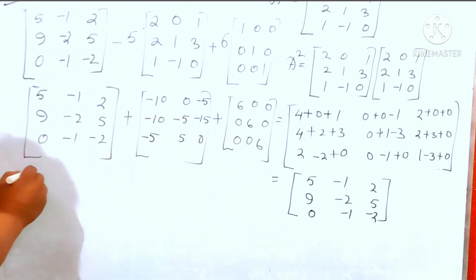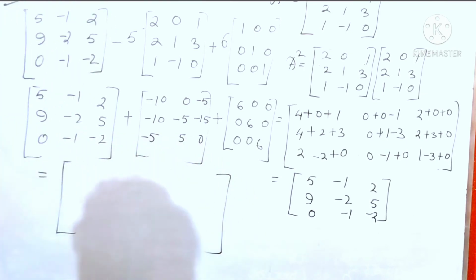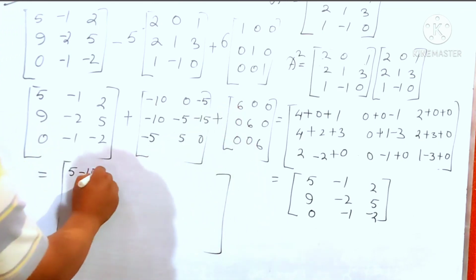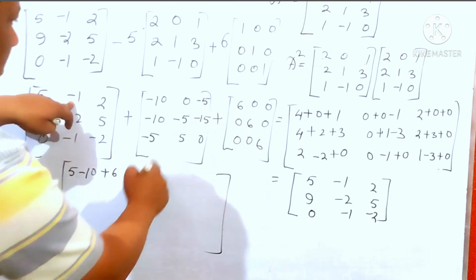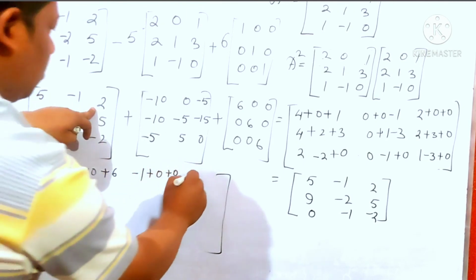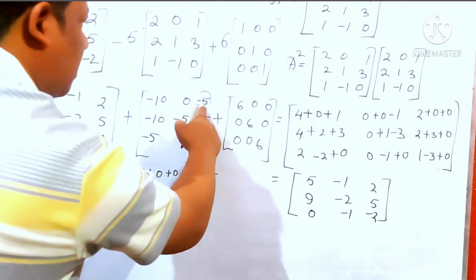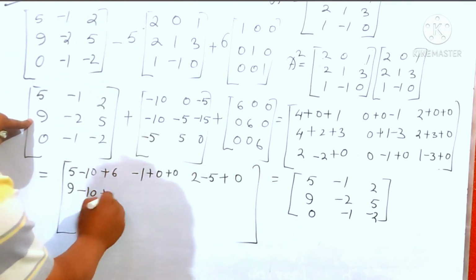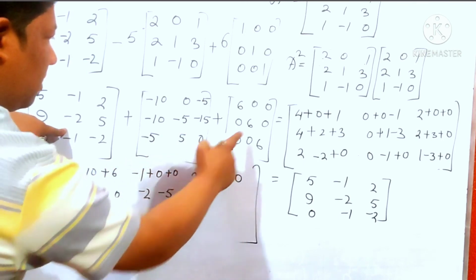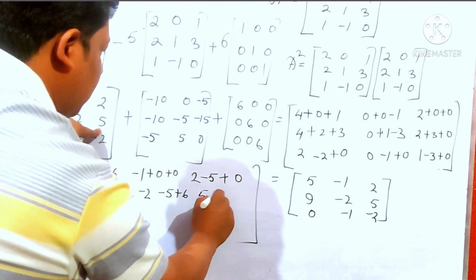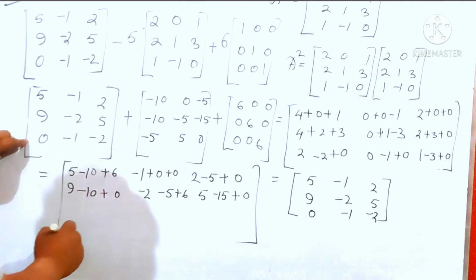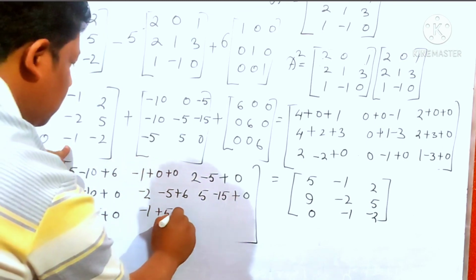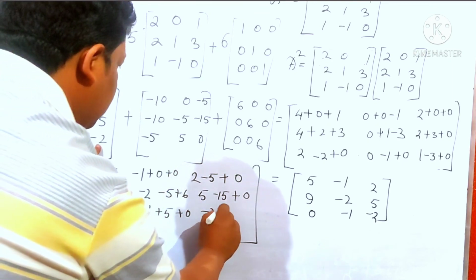Now you add all of these. When you add, look carefully: the first element should be added with the first element. So the first elements are 5, minus 10 and 6. Again minus 1 plus 0 plus 0. Again 2, here 2 minus 5, the third term minus 5 and plus 0. Again 9 minus 10 plus 0. Again minus 2 minus 5 plus 6. Again 5 minus 15 plus 0. Again 0 minus 5 plus 0. Again minus 1 plus 5 plus 0. Again minus 2 plus 5 plus 6.